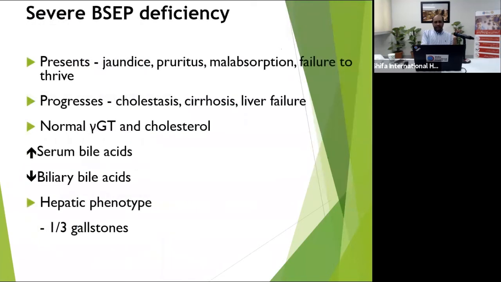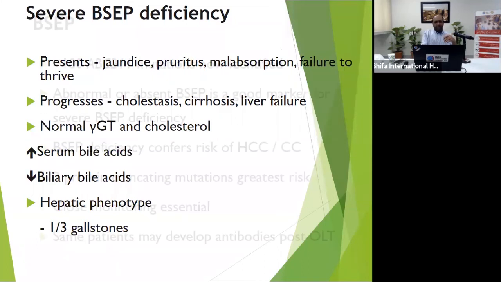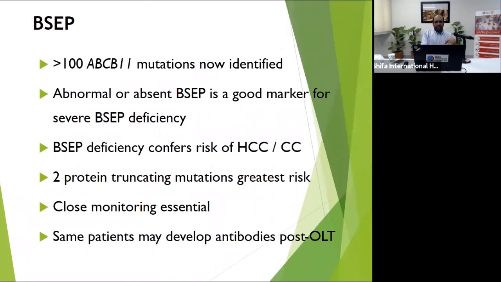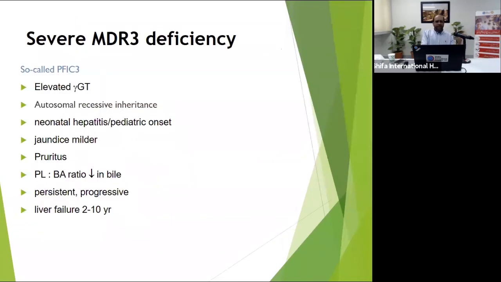They have many mutations. They will present with jaundice, pruritus, malabsorption, and failure to thrive. They have high serum bile acids, low bile acids in the biliary system, and sometimes present with gallstones, and they can also lead to cancer, hepatocellular carcinoma. I have seen one case where, even after transplant, they developed BSEP antibodies. So these are conditions that can recur also. The third type that I have mentioned also presents with pruritus and jaundice, and usually they can develop liver failure.